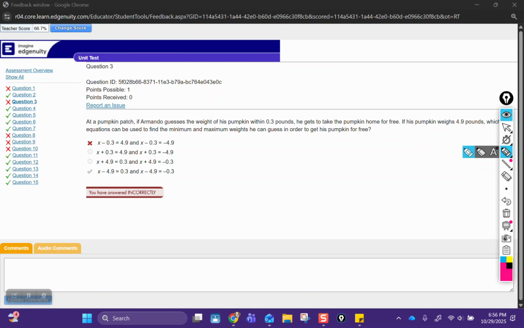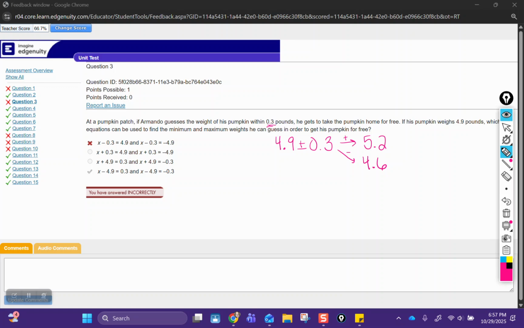One thing I'm thinking is that if it weighs 4.9 pounds, and we have to be within 0.3 pounds, that means we can add or subtract 0.3 from 4.9. If we add 0.3, we're going to get 5.2. If we subtract 0.3 from 4.9, we get 4.6. So his guess can be anywhere from 4.6 to 5.2.